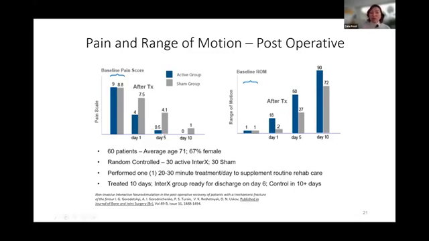By day 5, there is no pain, on average 0.5, whereas in the control group it is still 4.1. In the same way, range of motion improved immediately in the InterX group, 50% by day 5 and 90% later; literally, patients left the hospital without any limp. So, a very good study.